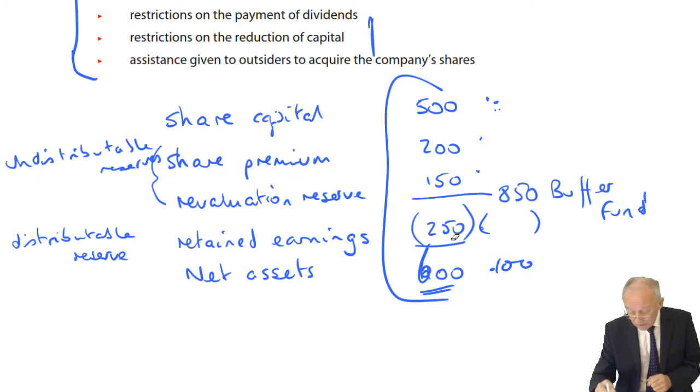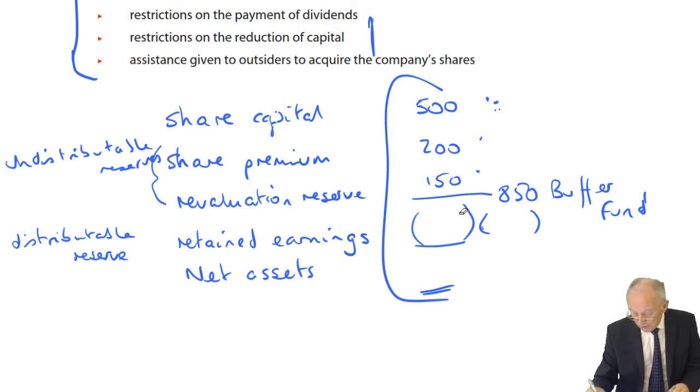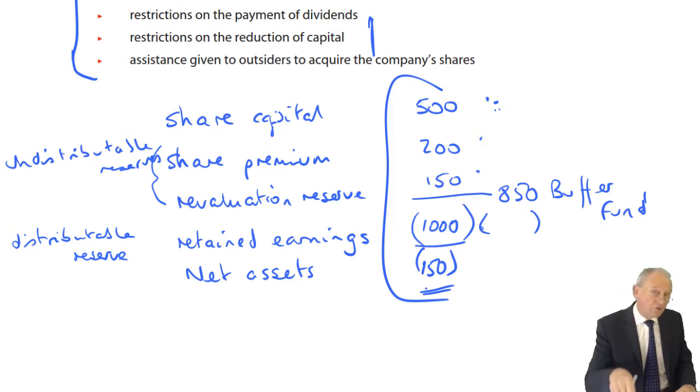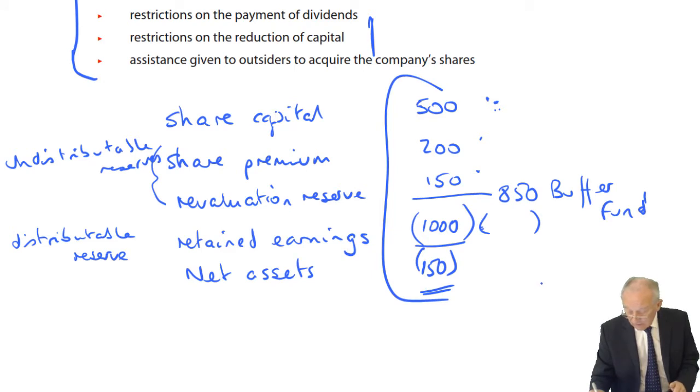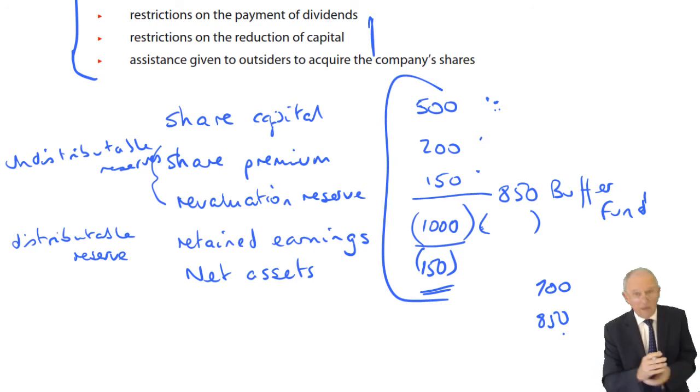But now I'm going to change it again. What happens if we've got an accumulated deficit of 1,000, retained earnings of 1,000 negative? That will give me 150 net liabilities. Net liabilities. Say you've got 700 assets and 850 liabilities. That gives me net liabilities of 150.